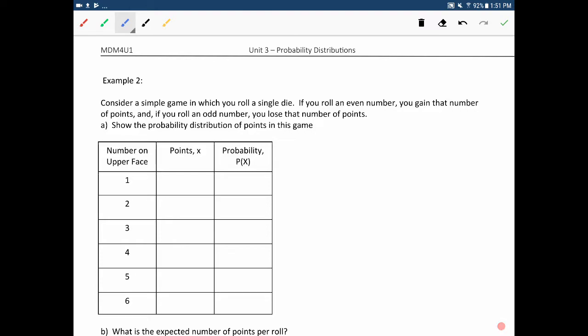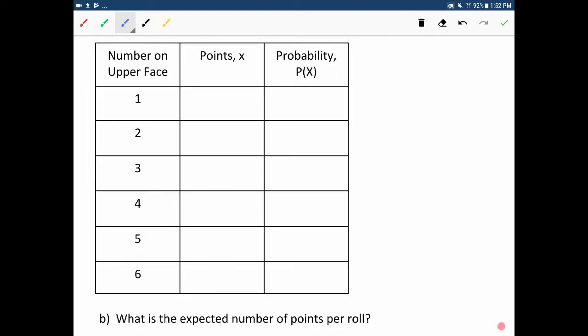All right, the first thing here, we're considering a simple game where we roll a single die. If we roll an even number, you gain that number, and if you roll an odd number, you lose that number. So for what can happen: if you roll a 2, a 4, or a 6, you gain that many points. If you roll a 1, 3, or 5, you lose that many, so those would be negative values. The probability for each one is just 1 out of 6.